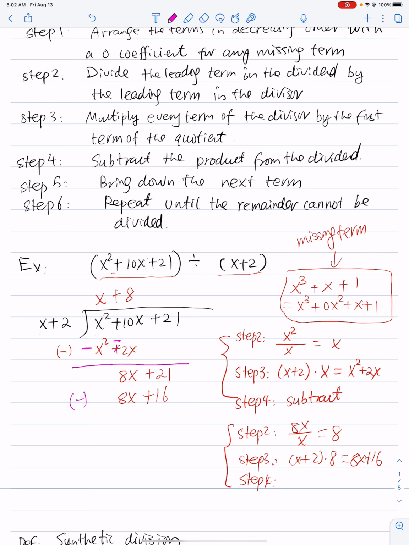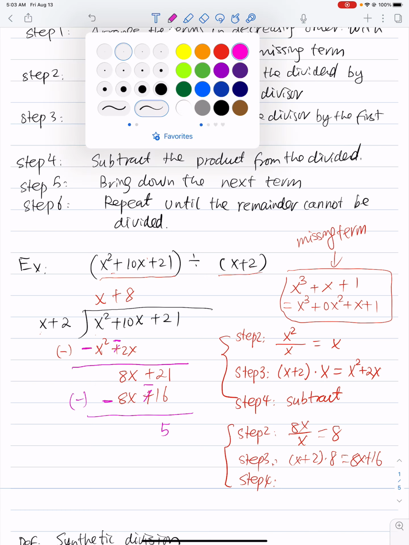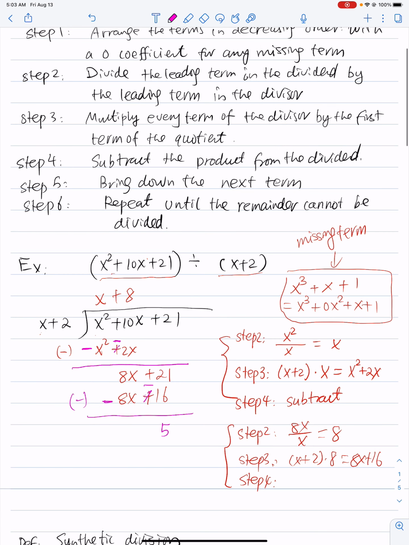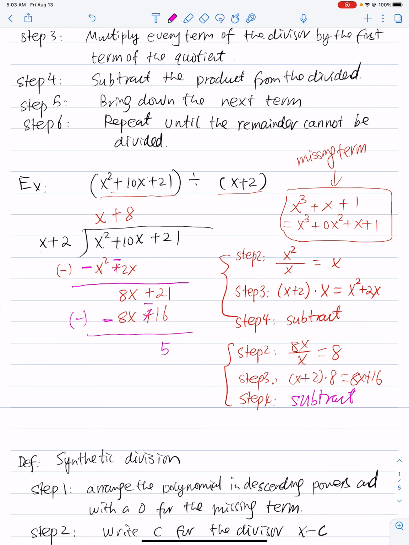Then you subtract. You change the sign. So what do you have? 5. So subtract. Okay, so what do we call this? We call this your quotient, and this is your remainder.